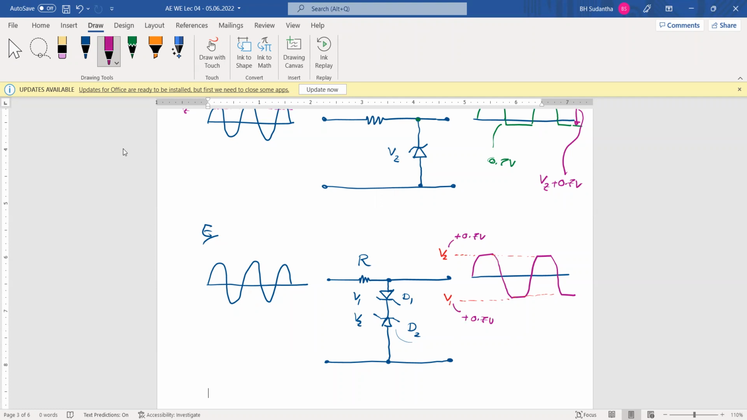Okay. Assume that this Zener is 5 volts and this is 5 volts. Then this voltage is minus 5.7 volts, and this one is plus 5.7. Yes, you are correct. Thank you, sir.